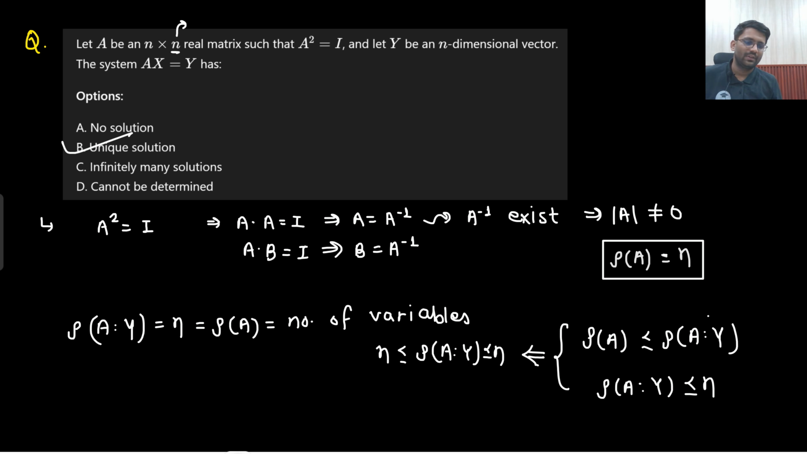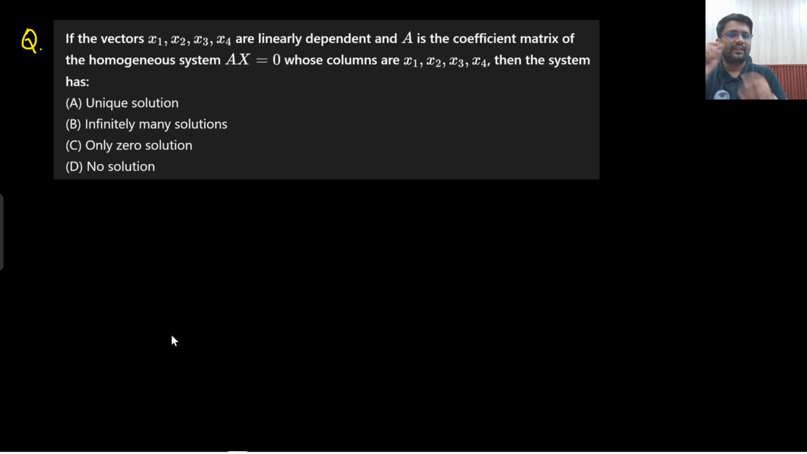There you go. Next question. Vectors x1, x2, x3 are linearly dependent. And A is the coefficient matrix of a homogeneous equation whose columns are x1, x2, x3, x4. Here x1, x2, x3 are not variables. They are the columns. So don't get confused that x is x1, x2, x3. No.